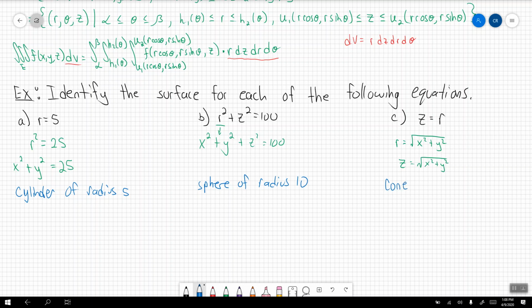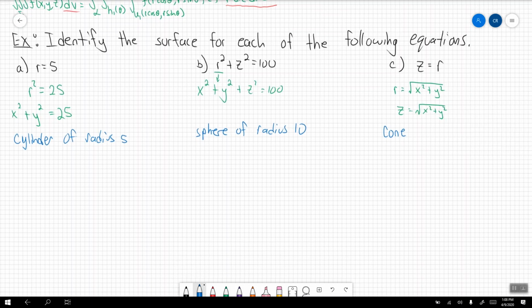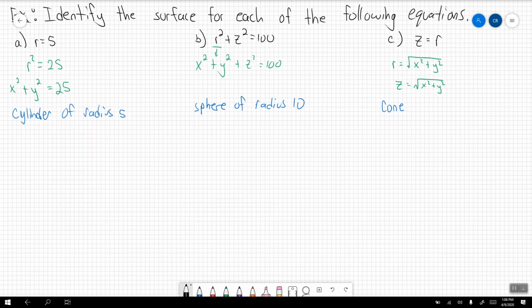Now, again, we have all of these different interpretations: z is equal to r, then r squared plus z squared is equal to 100, and then r is equal to 5. Anytime we have all these different interpretations, we could think about them logically, or we can go through and think about them algebraically to try to extract what it is that we are observing.